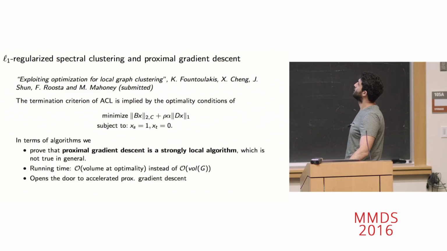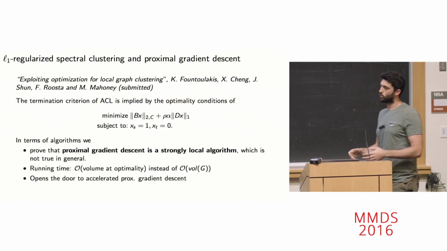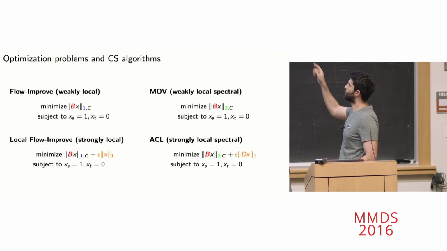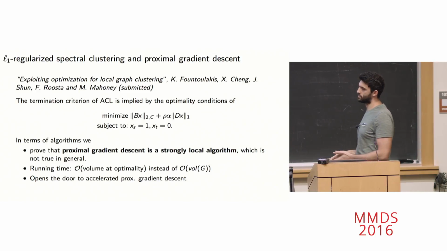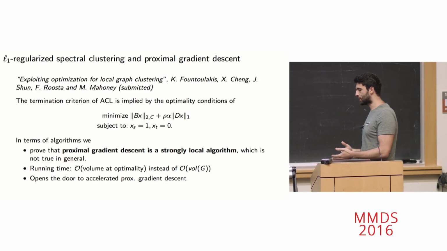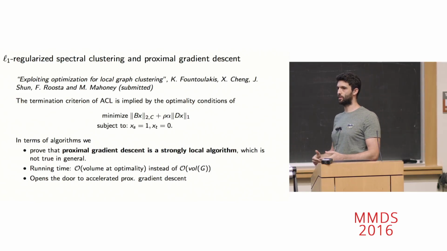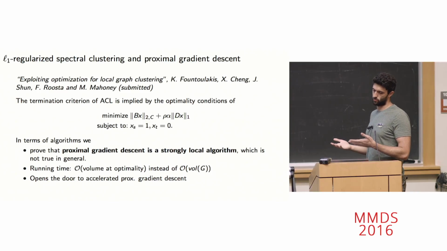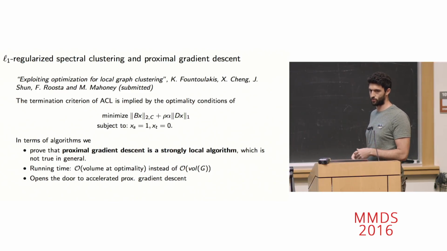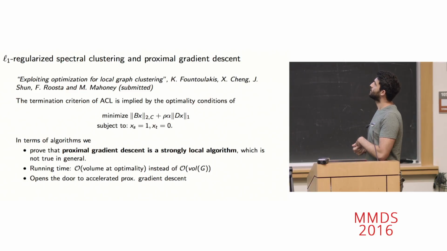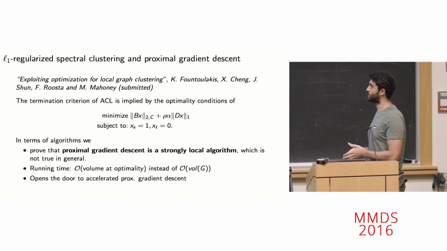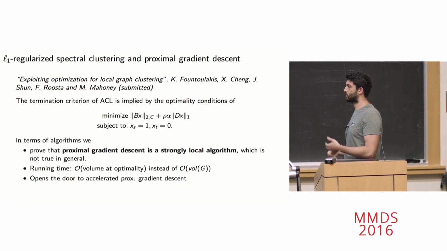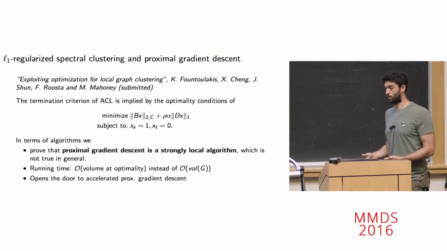Okay, so algorithms. As I said before, ACL is a diffusion process, and I said that it solves this optimization problem. But why is this true? Well, ACL tries to solve the PageRank linear system approximately. This means that it has a particular termination criteria, and what we observed here, and that was first observed by David Gleich, is that the termination criteria of ACL are essentially implied by the optimality conditions of this L1 regularized problem. So that's how we know what ACL solves.